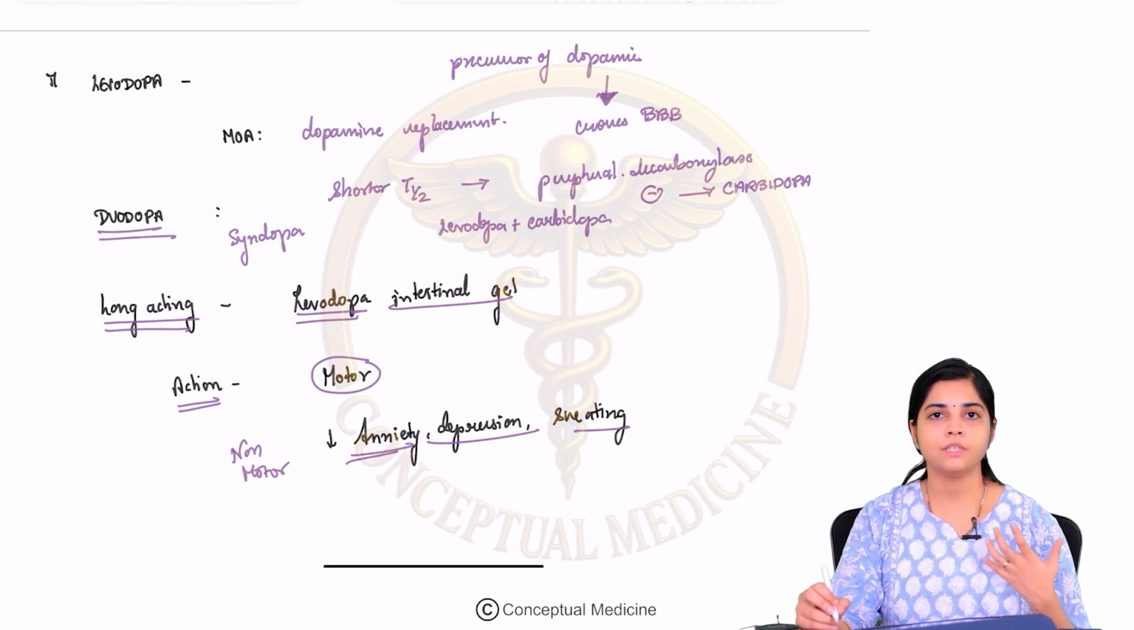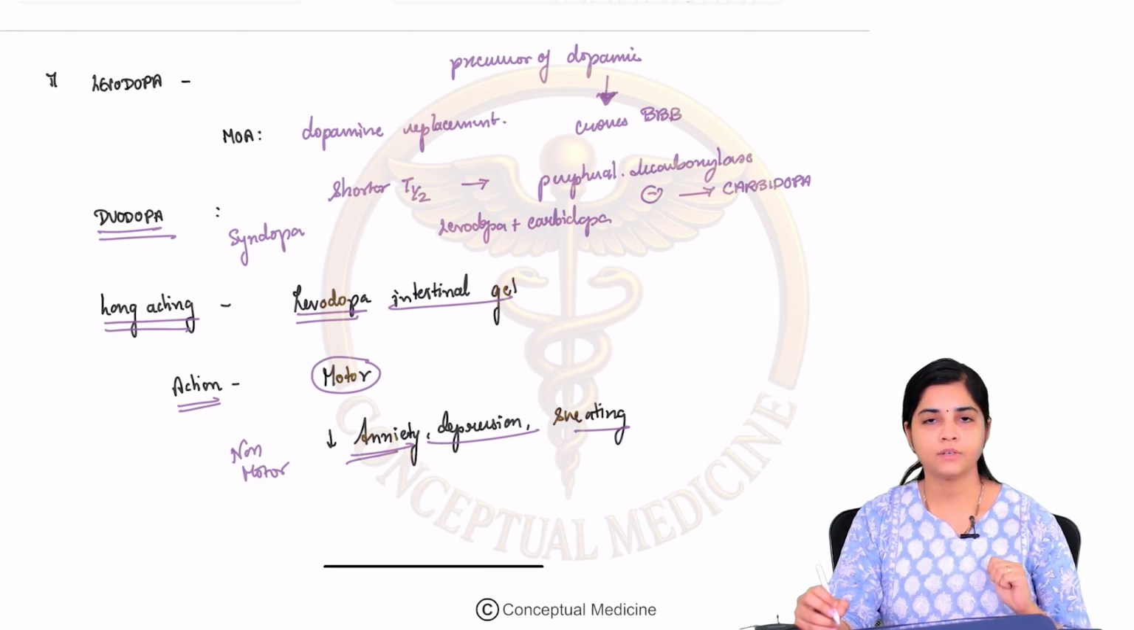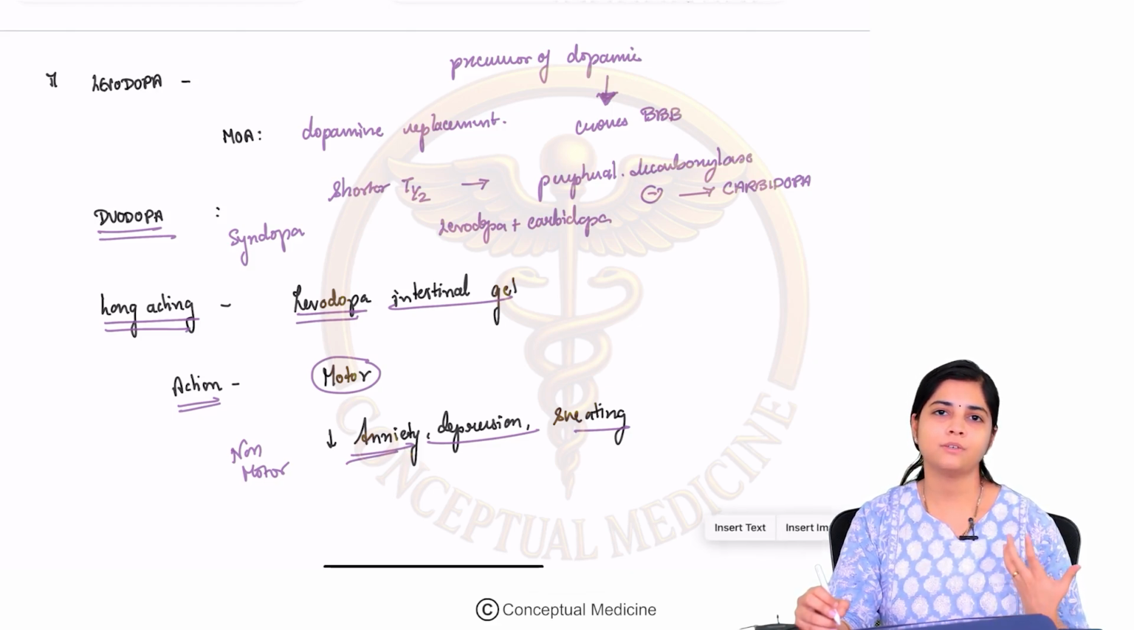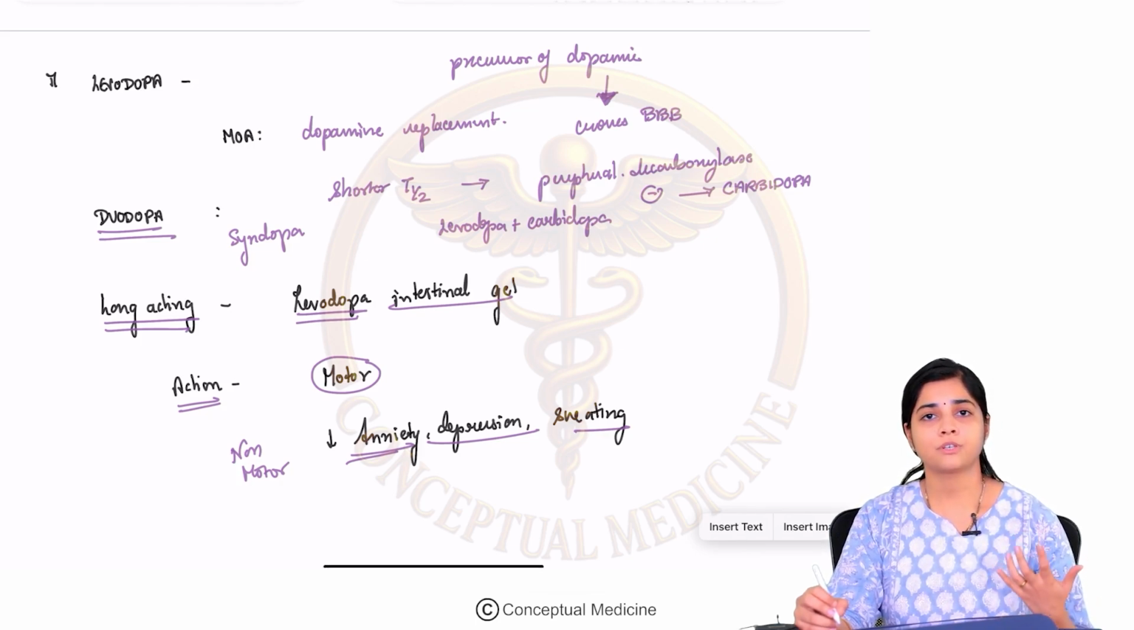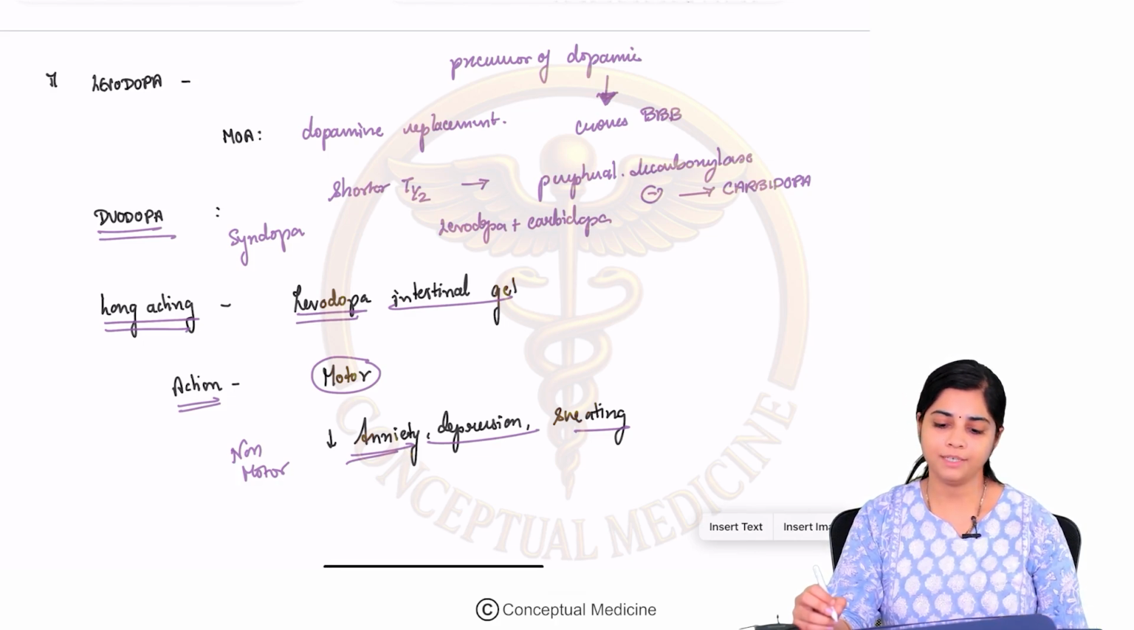Okay, so whenever we speak about levodopa, what are the important points we have to remember? Levodopa was the first, and it is the most useful drug in the management of Parkinson's disease. It is a precursor of dopamine, it crosses the blood-brain barrier and increases the dopamine levels in the brain. So it is like a dopamine replacement therapy. Because of its short half-life, it is combined with carbidopa.